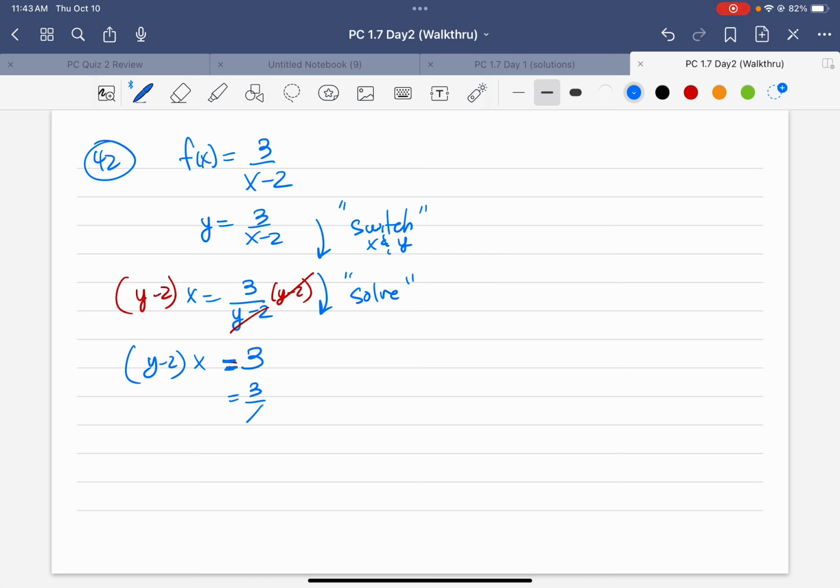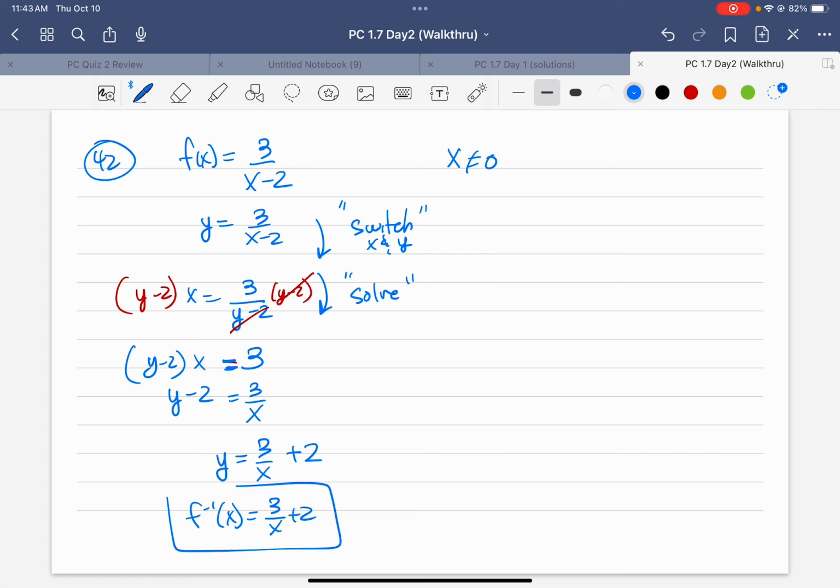As long as you do the same thing on both sides, you're good to go. So in that case, you get y minus 2 in parentheses times x is equal to 3. Well, then you can divide by x, as long as x is not equal to 0. And then we get that y is equal to 3 over x plus 2, right? And so then it wants us to graph. So f inverse of x would be 3 over x plus 2.